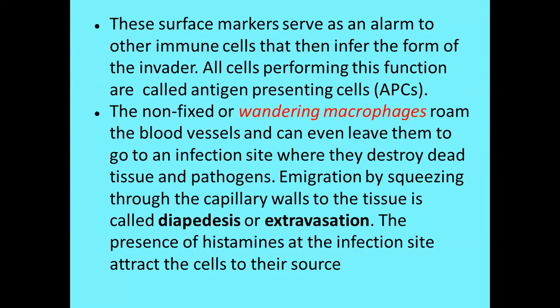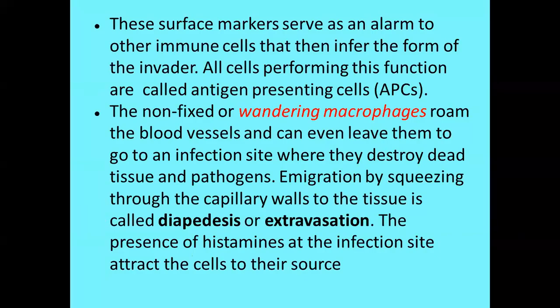Before going to the next slide, the image of the mechanism of phagocytosis, a little more theoretical aspect of phagocytosis is the surface marker, which serves as an alarm to other immune cells, either B cells or T cells. All cells performing this function are called antigen presenting cells. This is what APC I just explained to you in the previous slide on the classification of immunity.